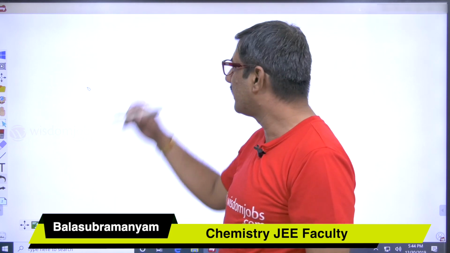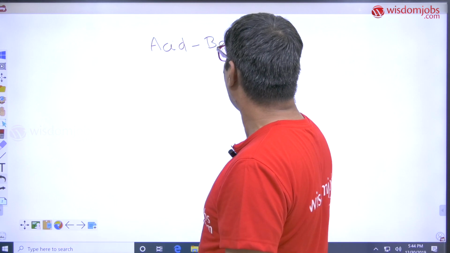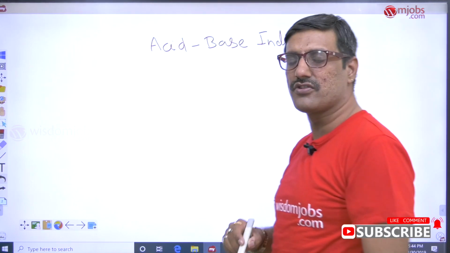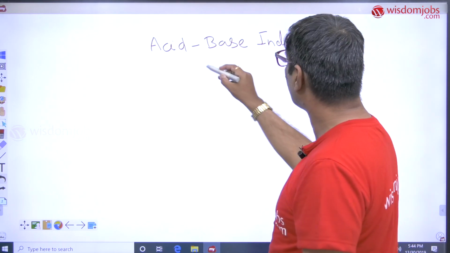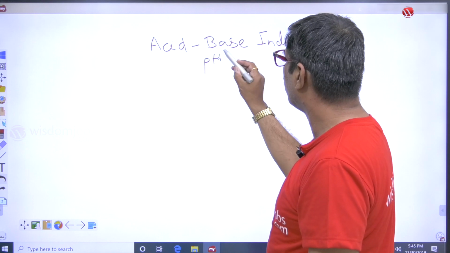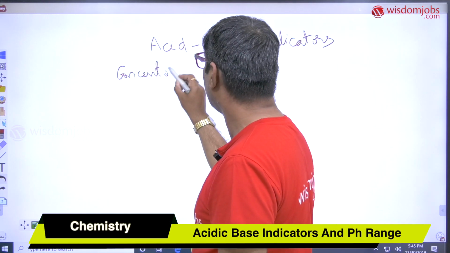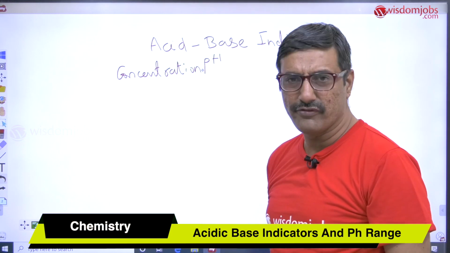In this video, I am going to explain what acid-base indicators are, how to check the concentration of an acid and a base, and how to check the concentration of an acid or a base, which is the concept of pH.